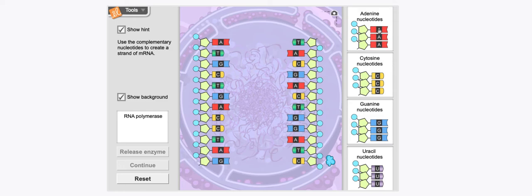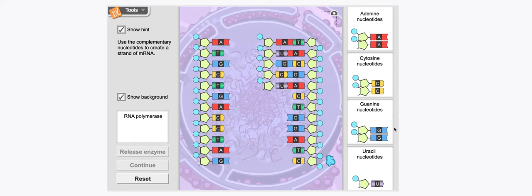So we're going to go ahead and use our RNA polymerase to use that base pairing rule to pair up our nitrogen bases. Okay, so again, guanine pairs with cytosine, and adenine pairs with uracil in an RNA strand. Okay, and I like gizmos because they color code it for us, so it's nice to have that color code, that nice visual.